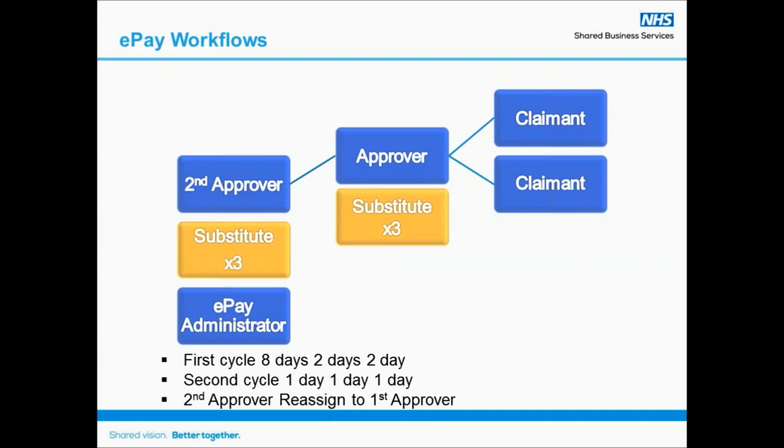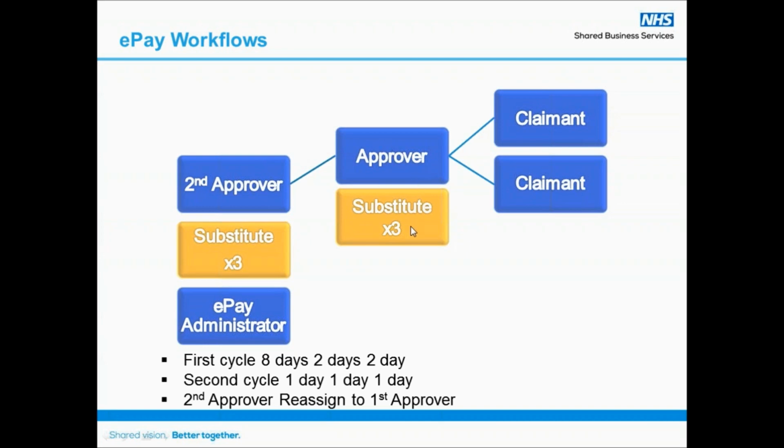If the second approver doesn't authorize it after 2 working days, it will go up to the ePay administrators, who are a small group of people who administer ePay on behalf of your organization. They can reassign the claim back to the original approver or to somebody else if there's a genuine problem with these two, and it will go through the second cycle with each stage happening after 1 day because the claim is more urgent. Also, when the claim escalates to the second approver here, they can reassign it back to the original approver if they wish to do so.